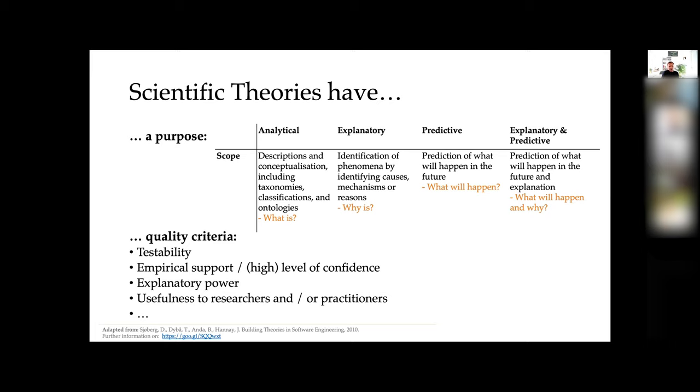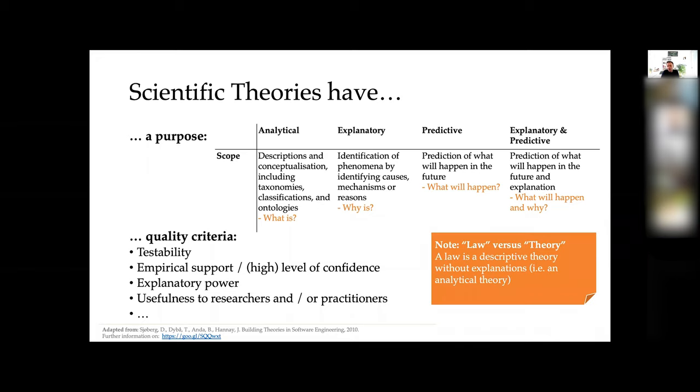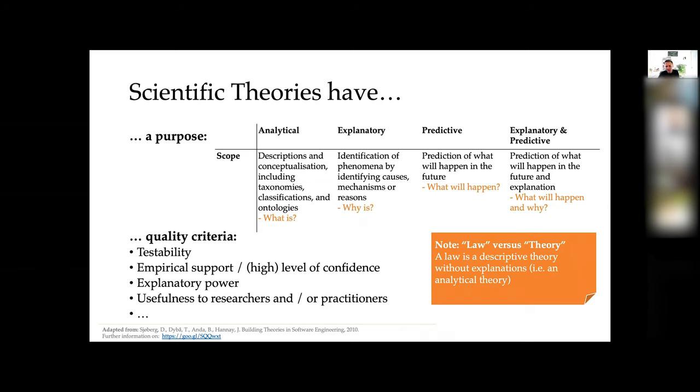One example for the purpose of a scientific theory is an analytical purpose. Analytical purpose is what is also very often known as law. Law is typically used more in mathematics. A law is a purely descriptive theory without any explanation. Analytical theories you find in software engineering very often in forms of concept models, meta models, ontologies, taxonomies, or any kind of classifications. What they do is they describe what is out there.